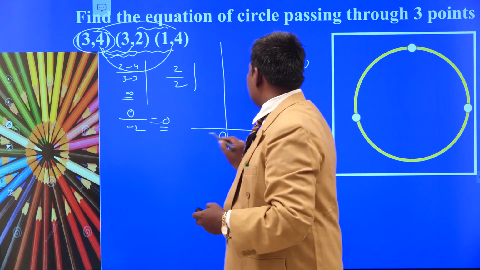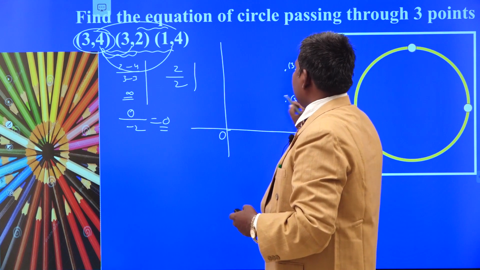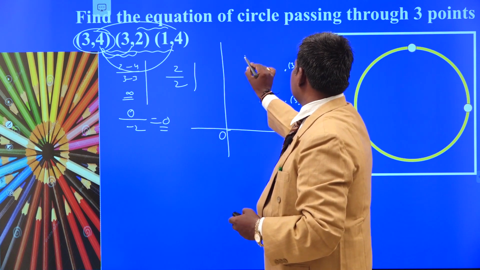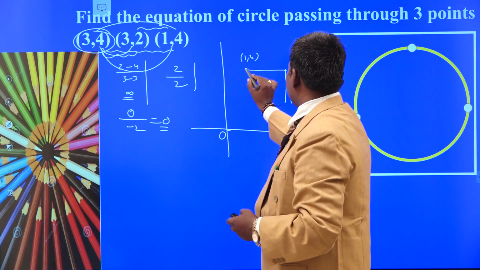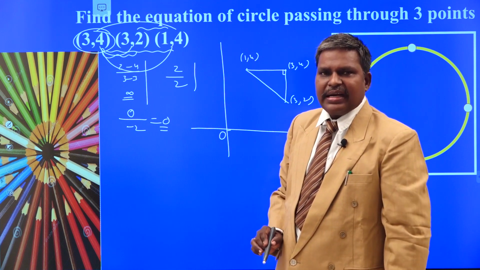What about (3, 2)? This is the same 3 units, this is (3, 2). In the same manner, the third point is (1, 4). This is 1 unit, this is 4 units. This is (1, 4). So by joining these 3 points, we obtain the right angle triangle in this manner. We have the right angle triangle.